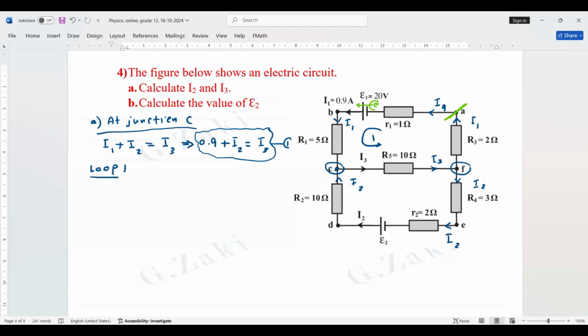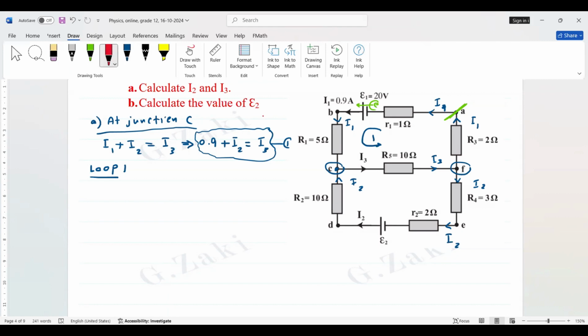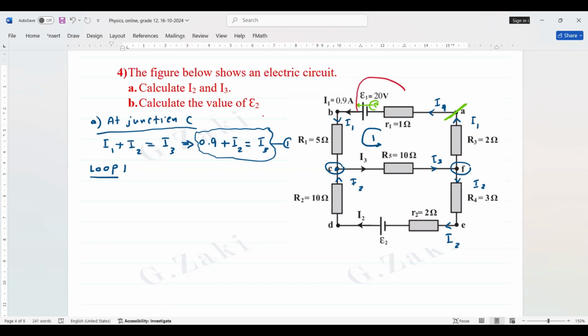Mister, I have a question. How do you state the direction of the loop? Very good question. Thank you. Look, Binti. In the closed circuit 1, we have just one battery, one source of electromotive force. This is 20. So this is negative and this is positive. Then the current comes from this power supply, and this is the direction. Okay, Binti?